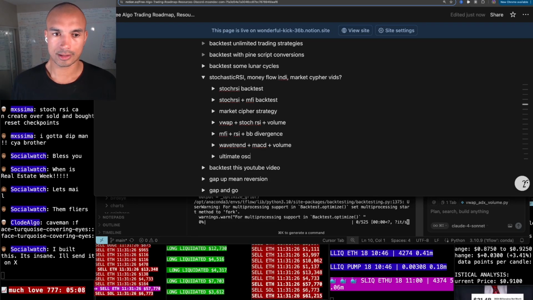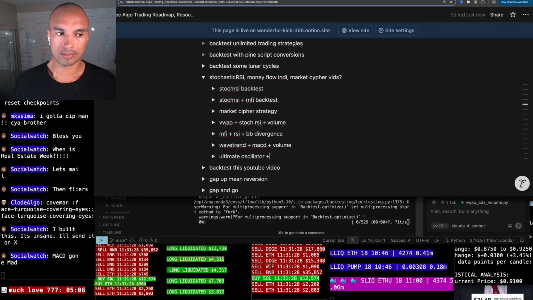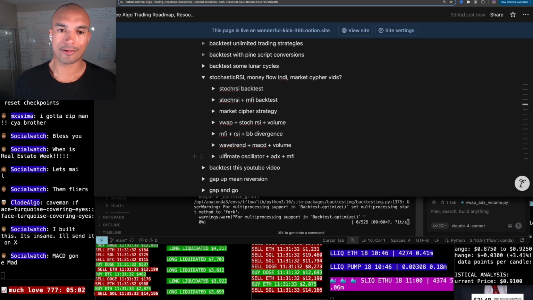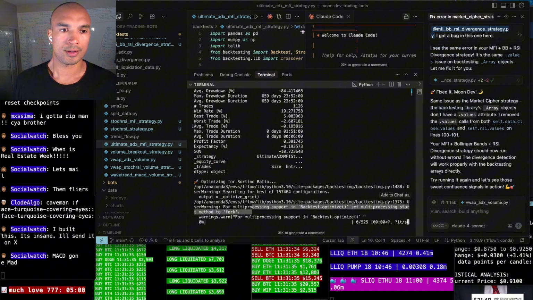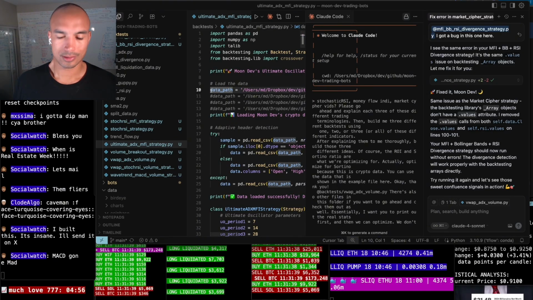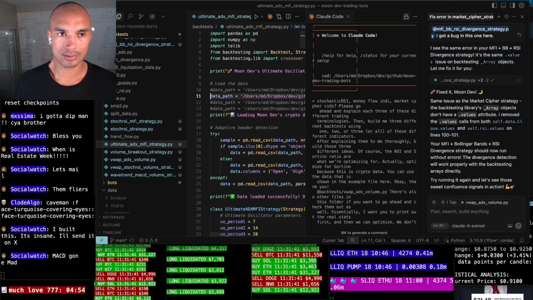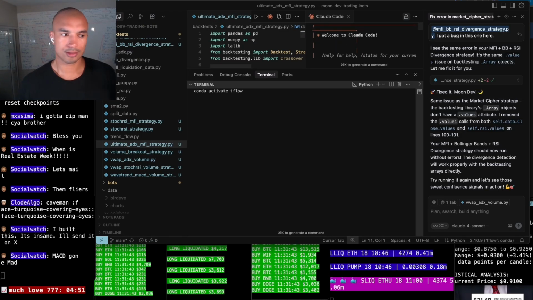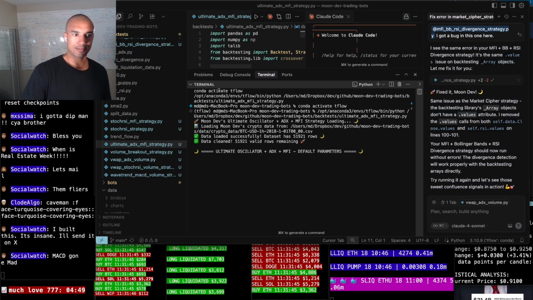Ultimate oscillator plus 80x plus MiFi. Wi-Fi. Negative 0.1. Moving on. That's on minute data though, so if it was profitable on minute data, that'd be sick. MACD gone mad.